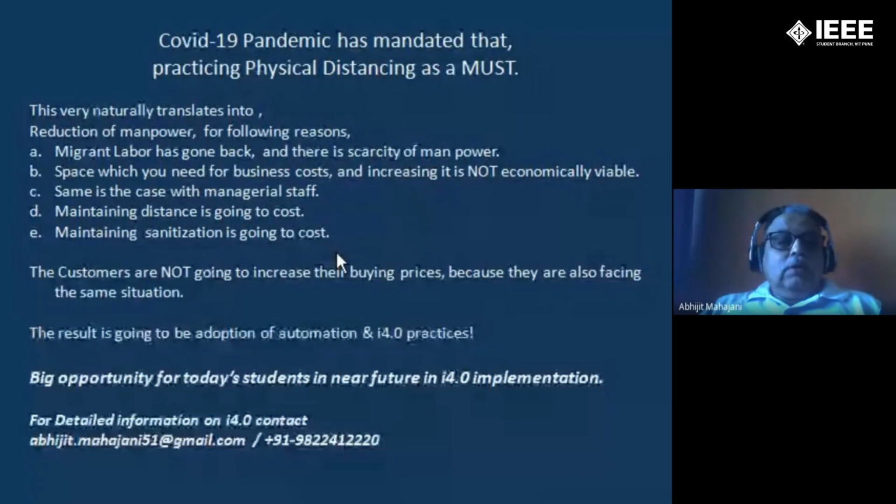So there is a big opportunity for today's students in the near future in the implementation of Industry 4.0. There is, without a doubt.